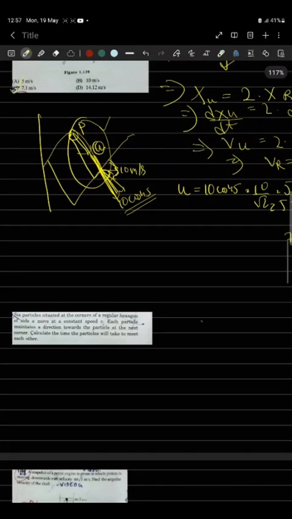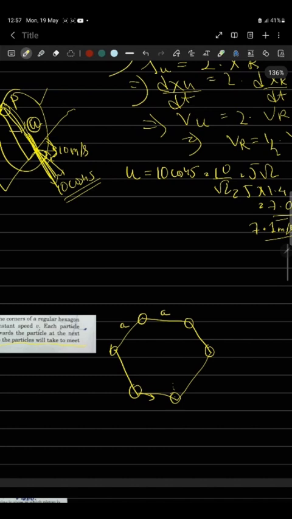Next we have this question. It is given that there are 6 particles which are situated at the corners of a regular hexagon. These move with a constant speed v towards the other particle. They maintain their direction. Side of the hexagon is A. It is asked the time the particles will take to meet each other. Now we can use the concept of average velocity.